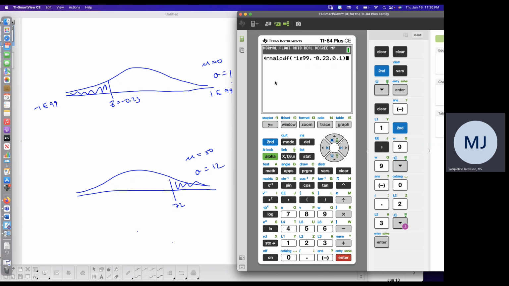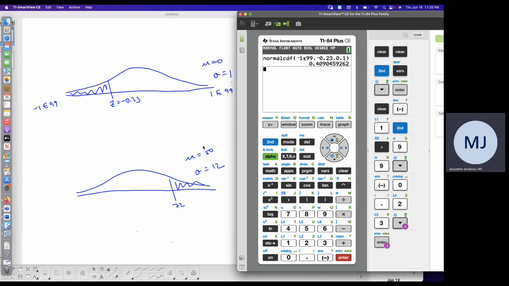If the calculator doesn't directly ask you for the lower bound, upper bound, mean, and standard deviation, that's the order in which it comes: normal CDF, lower bound, comma, upper bound, comma, mean, comma, standard deviation, and then enter again. So it tells me what that area is. If I'm not on a standard normal distribution curve, not much is changing.